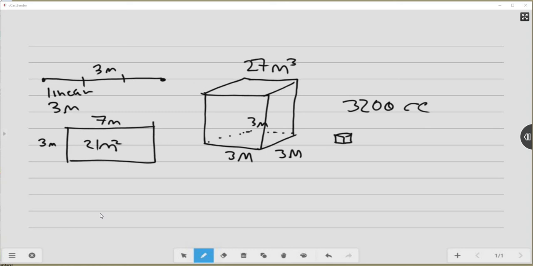Okay, so I'd like you to know the difference between linear, between area, and between volume. Right? It looks to me like that's not over. Don't leave the class yet till the bell rings.